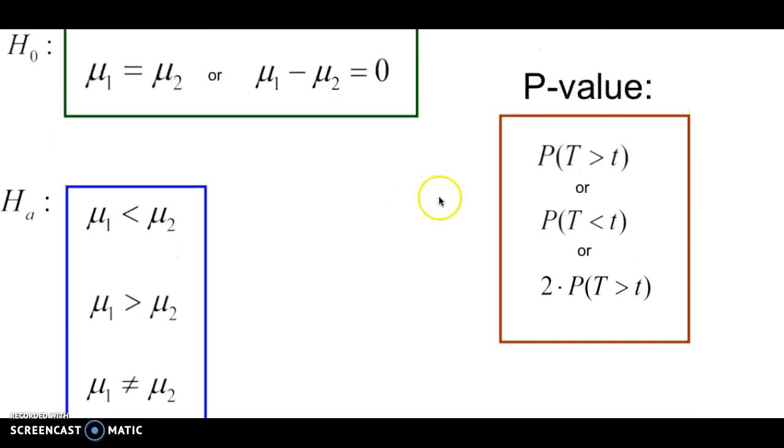Okay, and remember your p-value is always going to be the probability that your population t is greater than your sample t, or the population t is less than your sample t. Or if it's two-tailed, you do 2 times that probability. I said population, guys. I'm sorry.